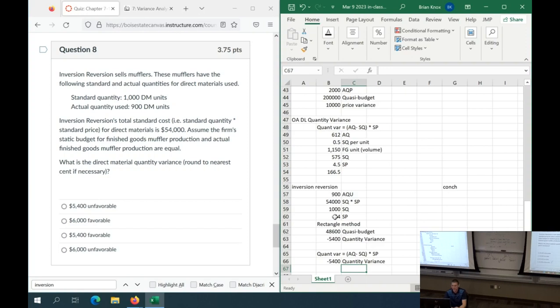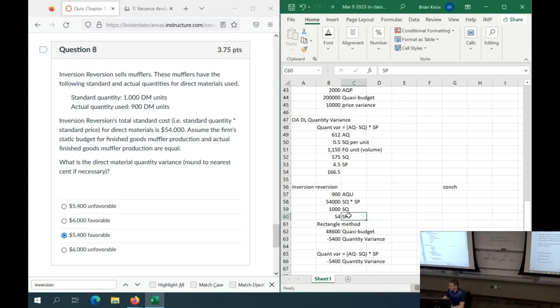Is that a favorable or unfavorable variance? Okay, it's favorable, yes. Because that means that our quasi-budget number, which is more real than our standard cost number, as we move towards reality, cost went down. That's what a negative number means. Because we took this minus this, so it's negative. This must be smaller than this. Cost went down, heading towards reality. Okay, either of those methods works for this one.